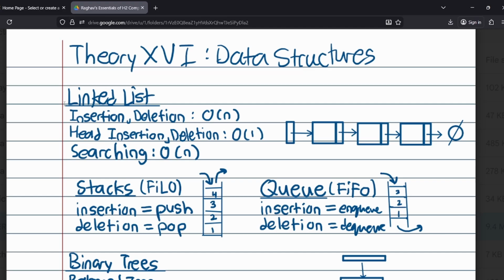Then insertion, deletion, they're both O(n). The reason for this is because you have to go all the way to the end, worst case scenario. But for insertion or deletion at the head, it's different, because for the head, you just need to take the new thing, direct it to the first element, and redirect the head to point at the newly inserted thing. So it's easier. Searching again, worst case is going to be O(n).